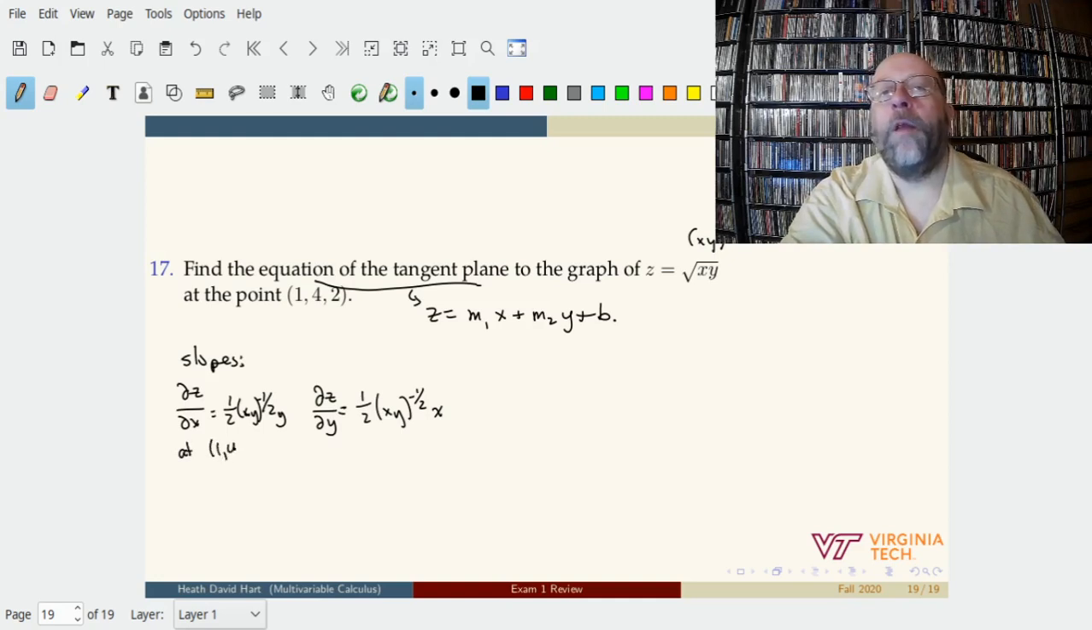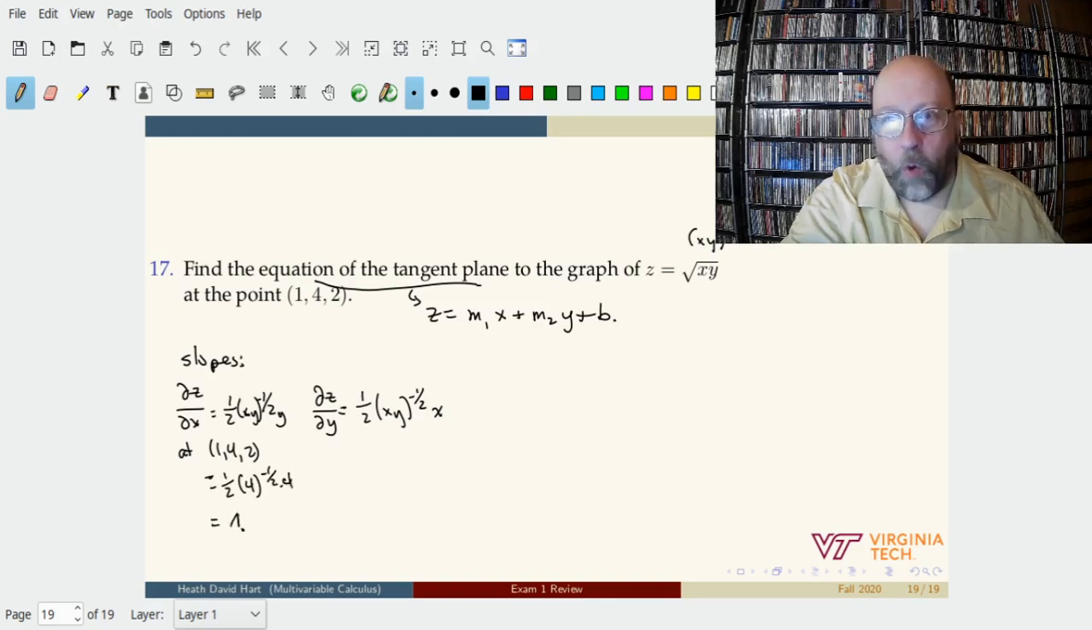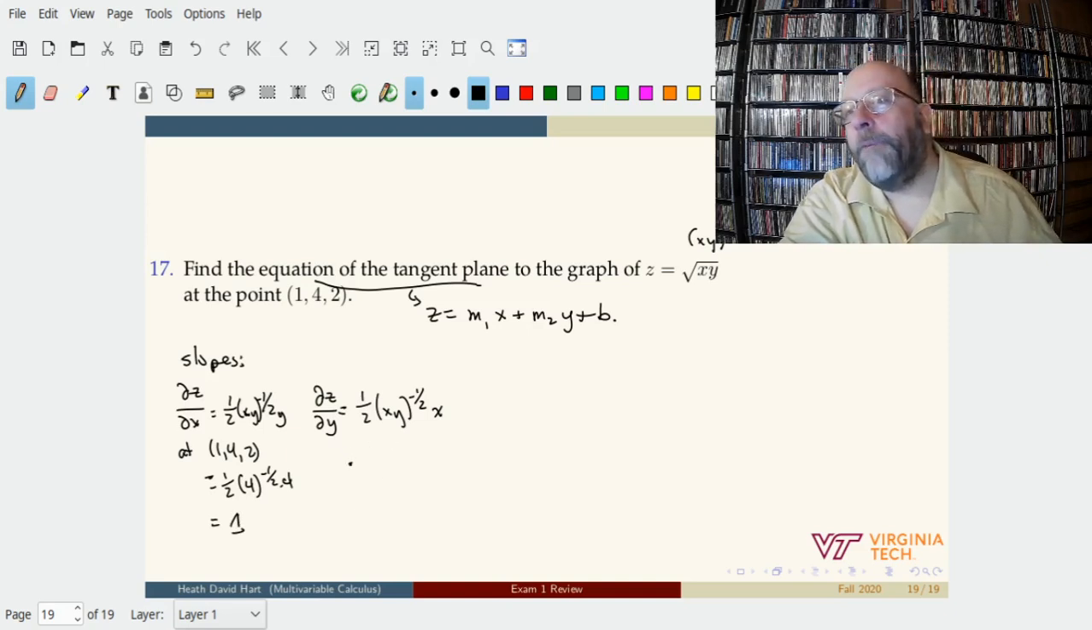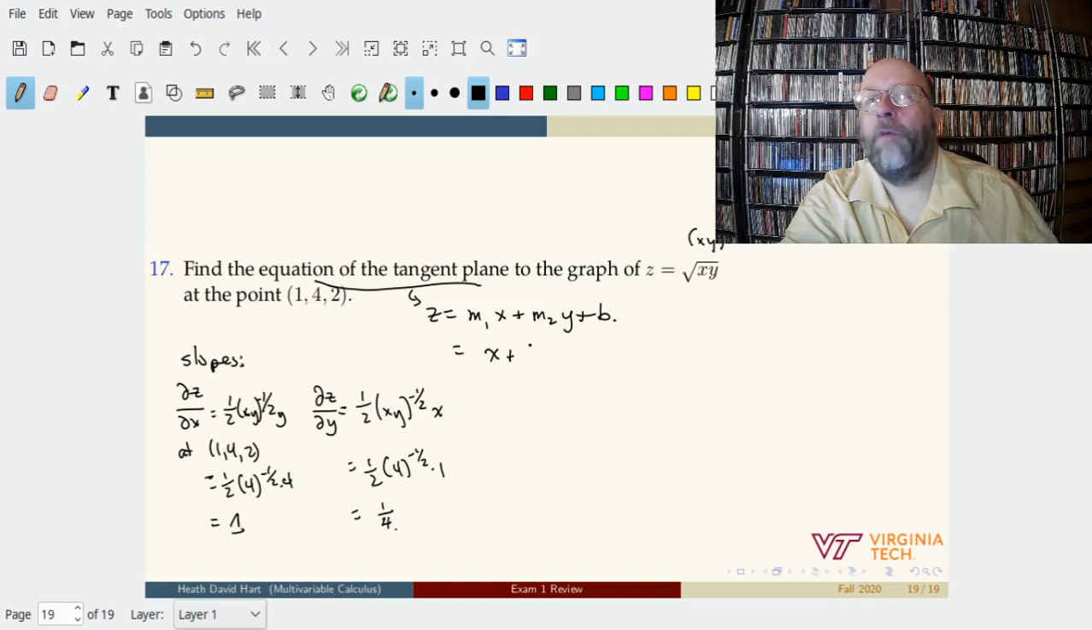So at the point 1, 4, 2, this is 1/2 times 4 to negative 1/2 times 4, and that equals 1. But this is 1/2 times 4 to negative 1/2 times 1, and that's 1/4. And so z is equal to x plus 1/4 y plus b.